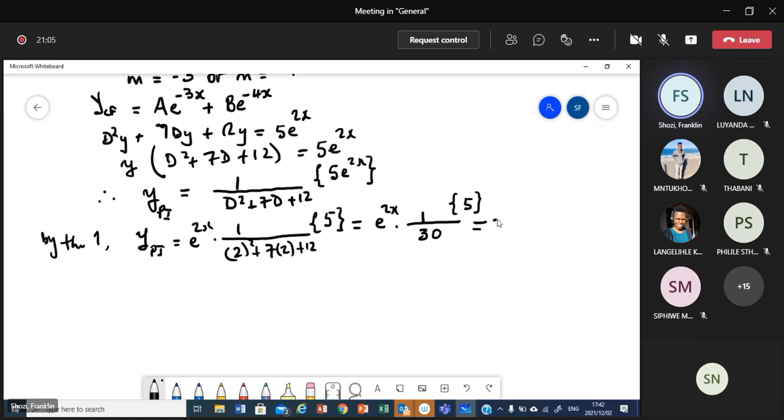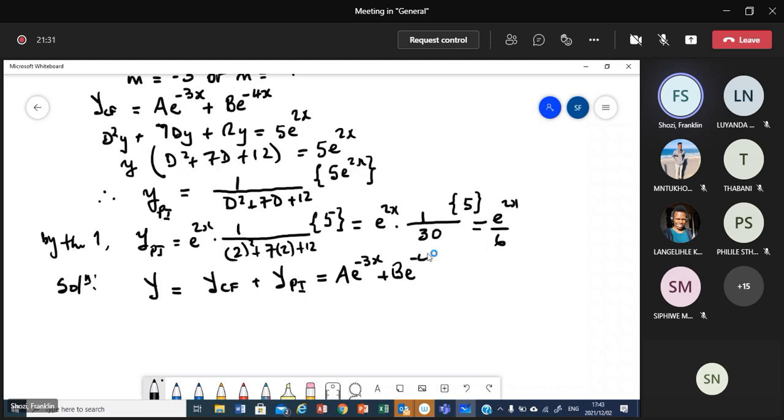So the answer here is e to the power 2x over 6. Therefore, the solution will be big Y is YCF plus YPI. That gives us your y. Our YCF was a e to the minus 3x plus b e to the minus 4x plus e to the power 2x over 6. That is the solution.